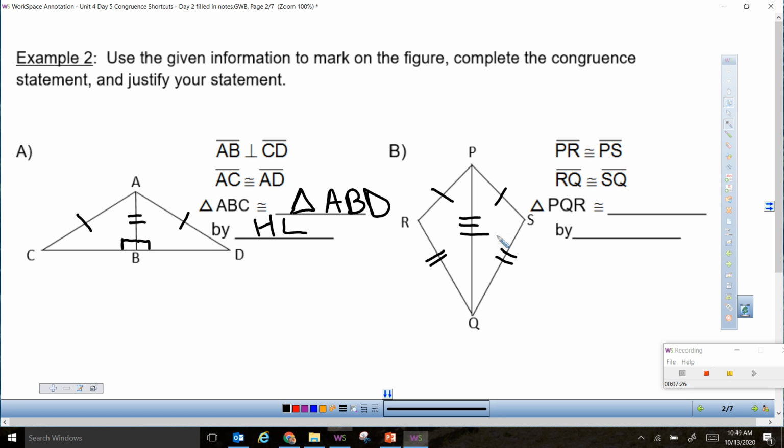So these two triangles are congruent by which postulate? Yes, notice we have a side, a side, a side. So these two triangles are congruent by side, side, side. So that's my justification. Now I need to finish that congruent statement. So I need to say that triangle PQR is congruent to triangle, let's see, PQR, I agree. Triangle PQS. Triangle PQS.